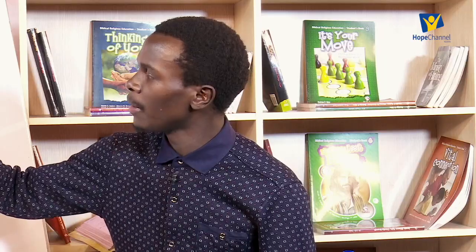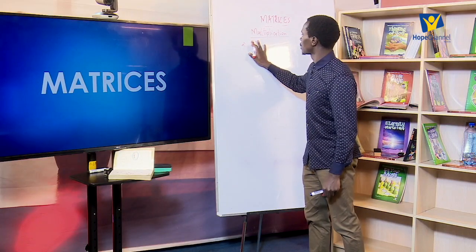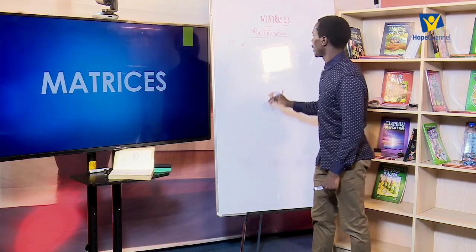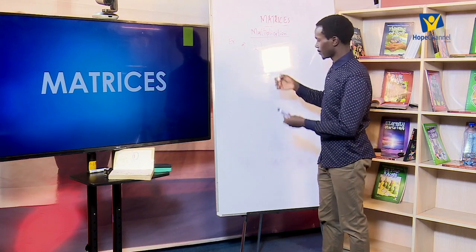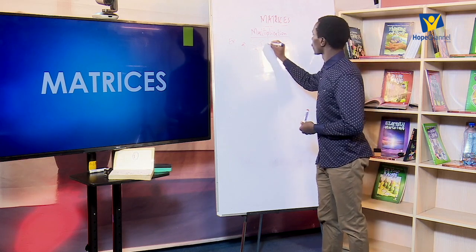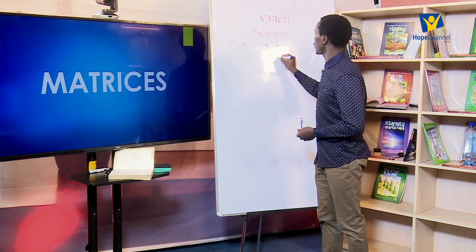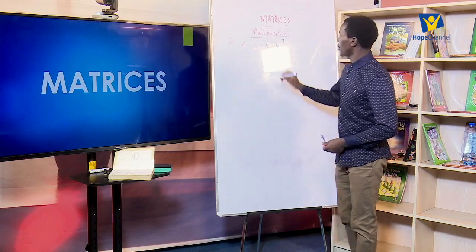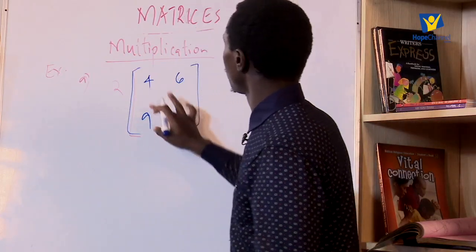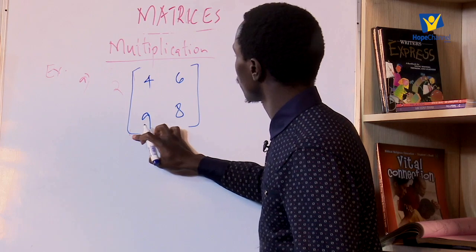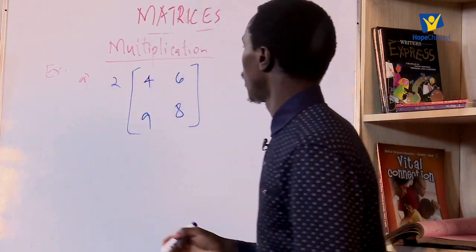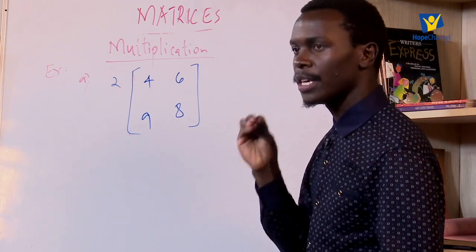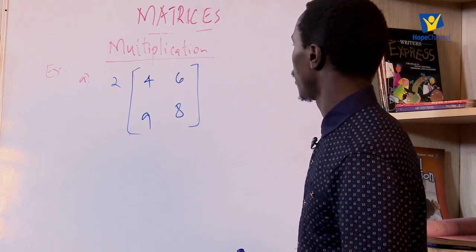Let's take an example. For example, example number 1. Let's say, for example, 2 multiplied by the matrix 4, 6, 9, 8. We are multiplying 2 by this matrix here, that is 4, 6, 9, 8. Now what we're supposed to do is basically multiply the number 2 with each element in that matrix individually.